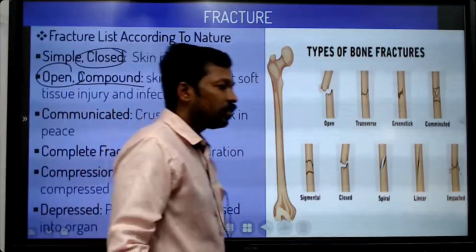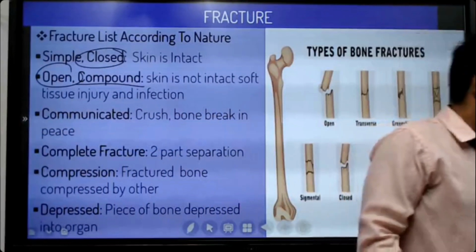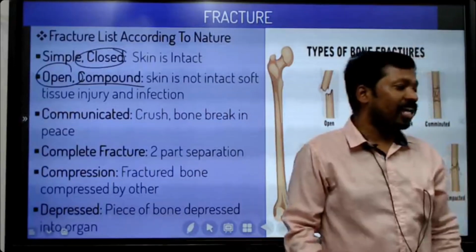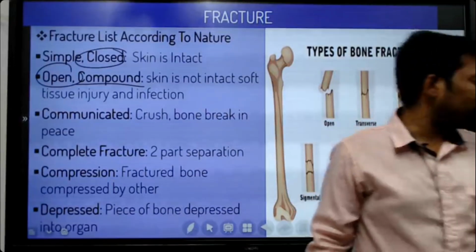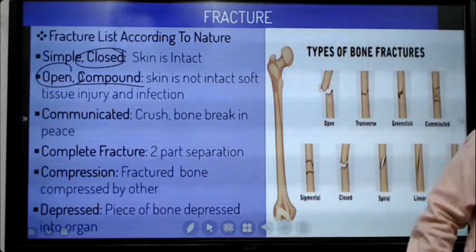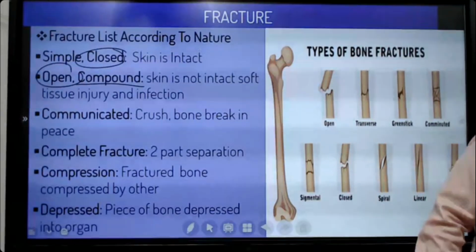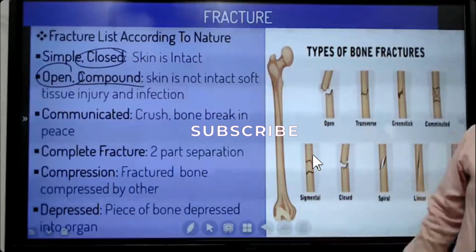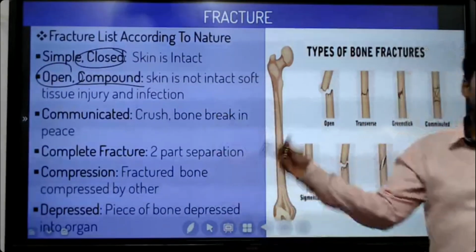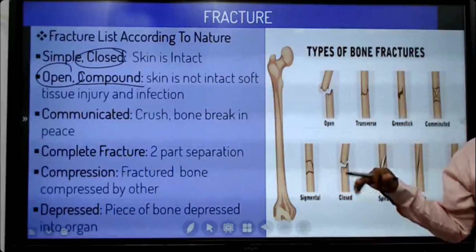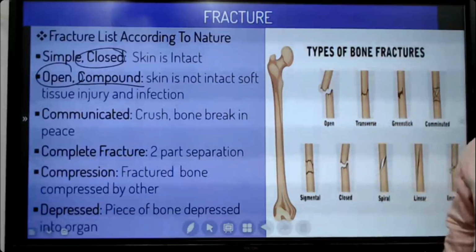Okay, and yes, very good, Rajshekhar. Spiral, oblique, transverse, compression. Okay, fine. We'll see one by one. What are they? Yeah, communicated fracture or comminuted fracture. What is comminuted fracture?